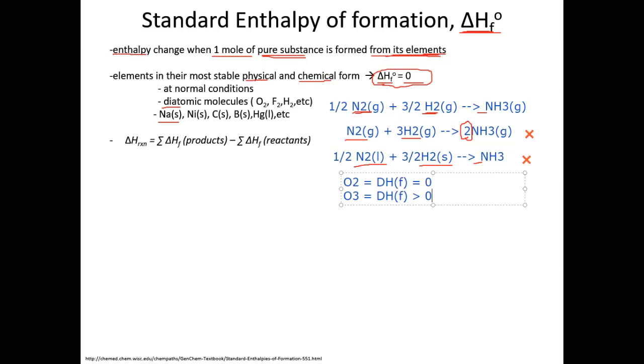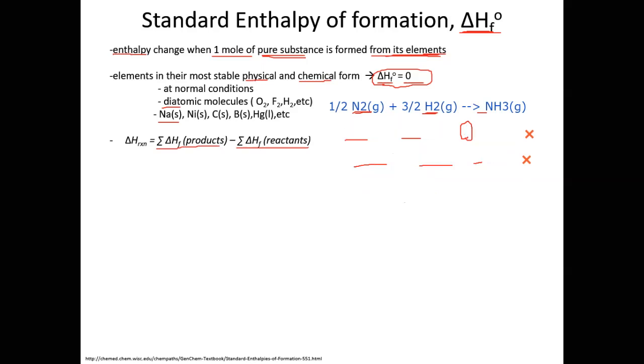And so now to calculate the heat of a reaction, you need to sum up the heat of formation of products and subtract it from the sum of the heat of formation of reactants. And again, products are the final state, reactants are the initial state. So we'll look at a few examples involving that.